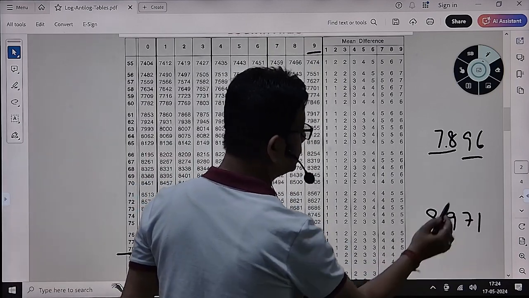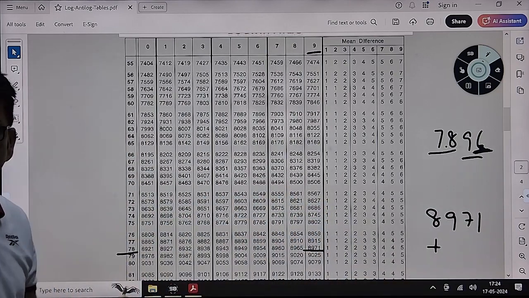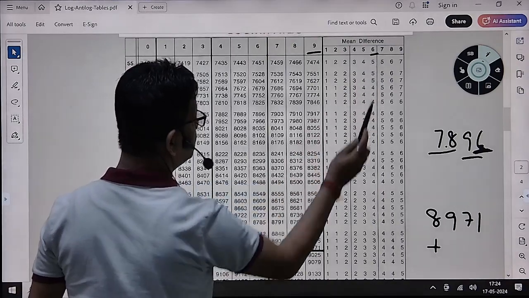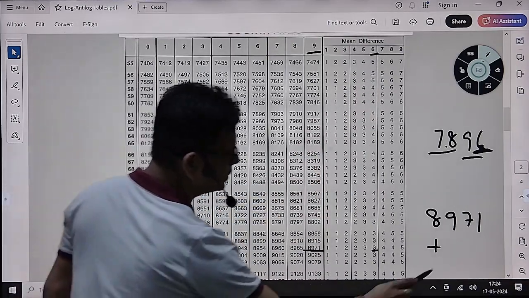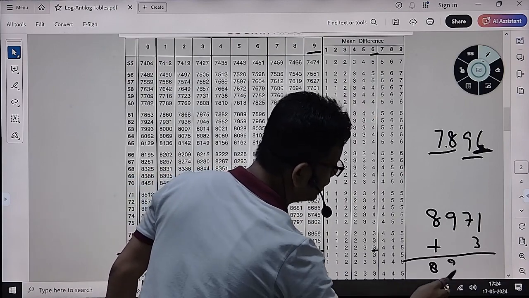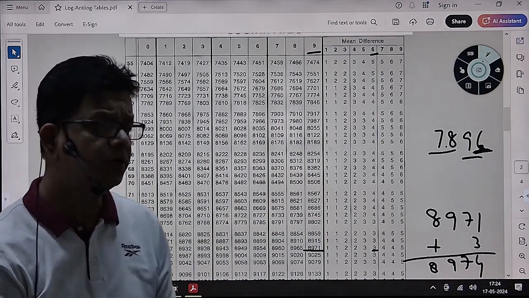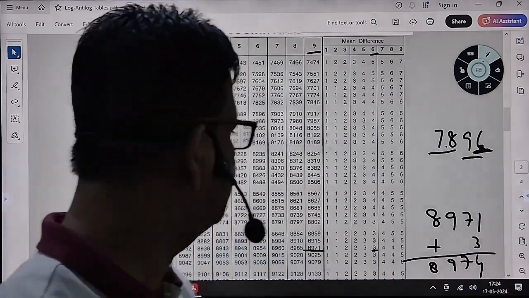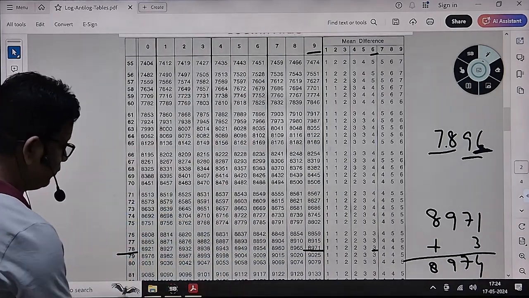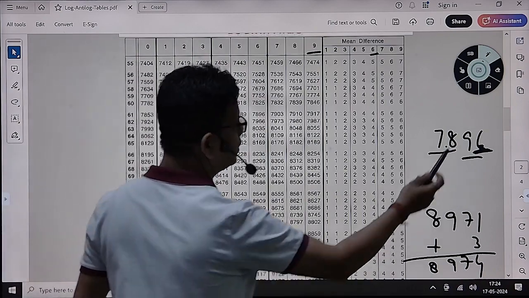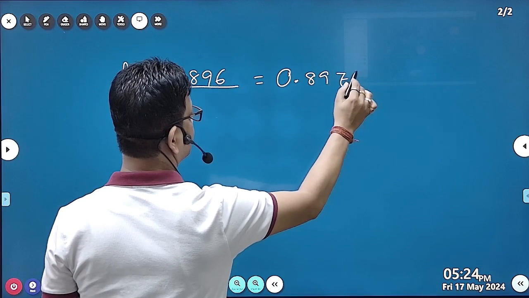8971 plus. Now what is the last digit? This last digit you have to see in the mean difference. So 6 is here. Now for this 78, is it 3? Just add it. So how much? 897. Is it clear now? Is it okay? Anish, is it alright? Yes, sir. Okay, so we got 8974. So let us directly write 89, 897, 4.